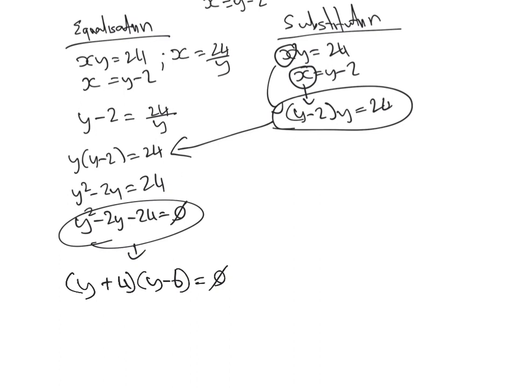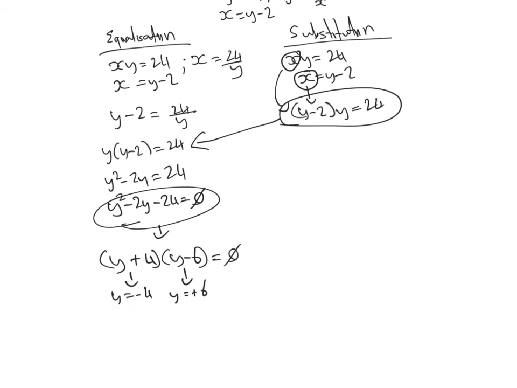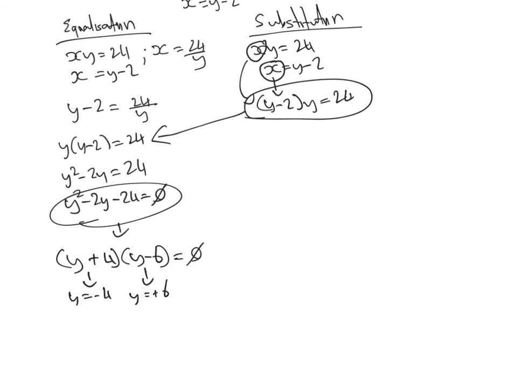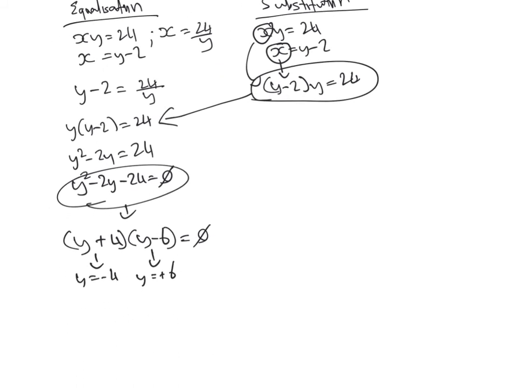y squared, negative 6y plus 4y gives you negative 2y, plus 4 times negative 6, negative 24. So it does work. So solving these for our y values, we get y equals negative 4 and y equals positive 6. Okay, and then we just got to substitute those into the linear, x equals y minus 2. So x equals negative 4 minus 2, so x equals negative 6. So our solution there is negative 6 and negative 4.